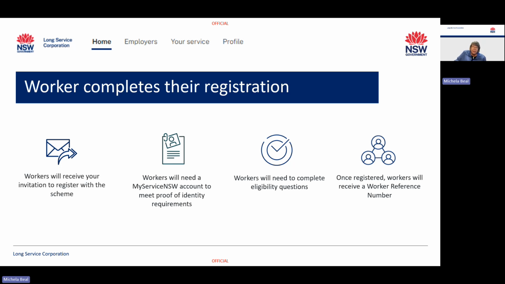If anybody's struggling to meet those ID requirements, please reach out to the corporation. We can see what options are available. Once your worker has got through that process, they will be able to complete their registration, and the corporation will allocate them a unique worker reference number. That will stay with them, with each of their employers, to track their service towards their future entitlements.